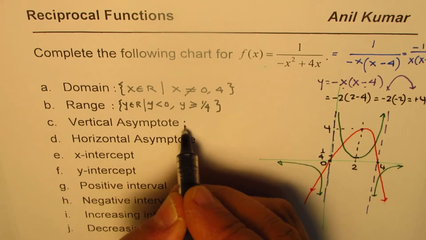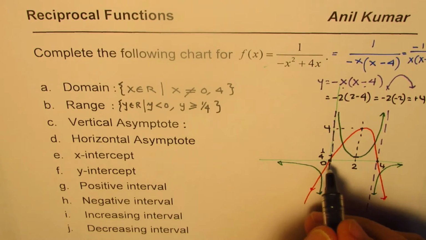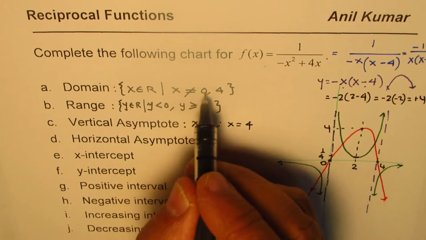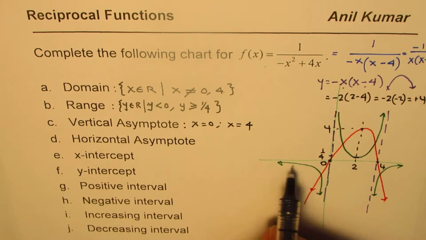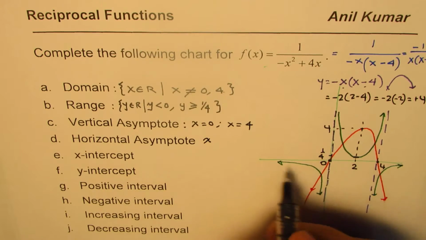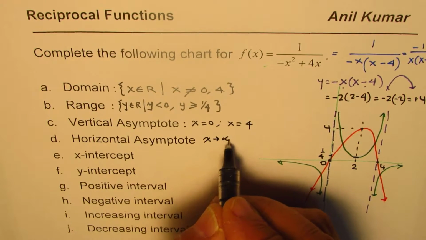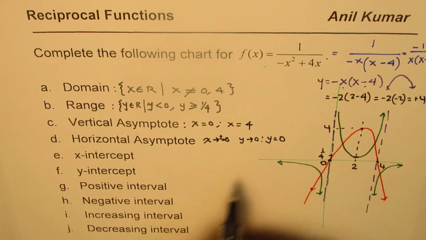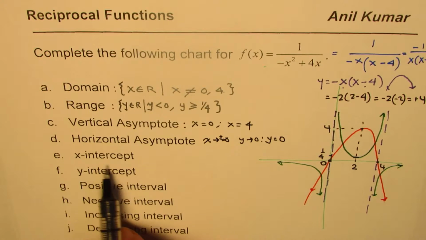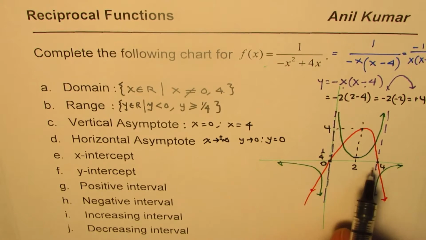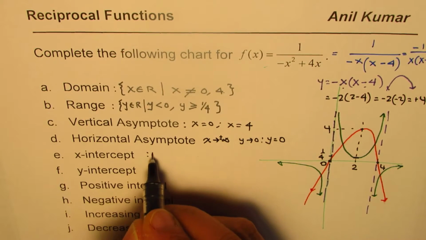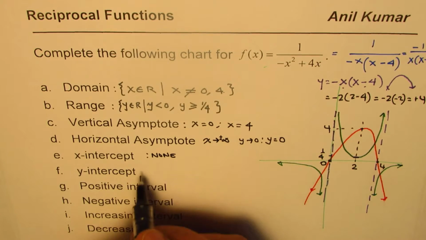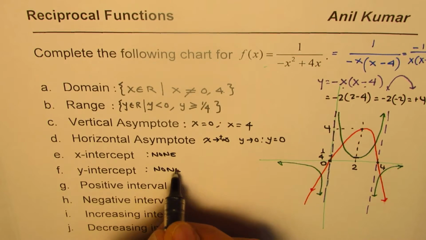Other questions, vertical asymptotes, we already identified two. So the first one is at x equals 0, the other one is at x equals 4. These are the restrictions. Horizontal asymptote, we have one, which is when x approaches infinity, positive or negative, y approaches 0. So the equation is y equals 0, correct? That's the horizontal asymptote. X-intercept. Now this function will never have any x-intercept, so none. The y-intercept, we have vertical asymptotes, so that is also none for us.